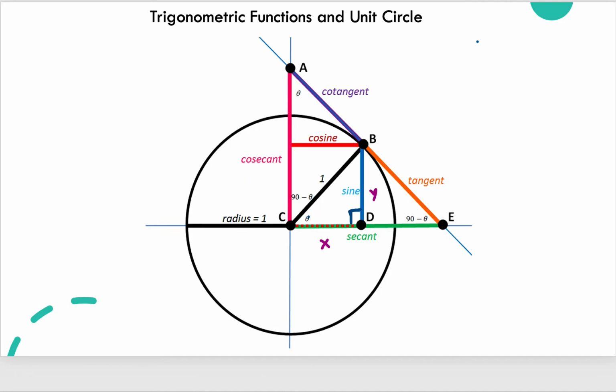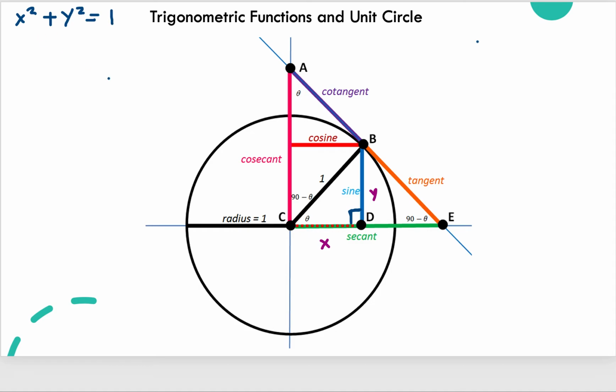And if we look here in this triangle, this is a right triangle. Here are x, y, and 1. According to the Pythagorean theorem, x squared plus y squared is equal to 1, because x and y are sides of the triangle, and 1 is the hypotenuse.